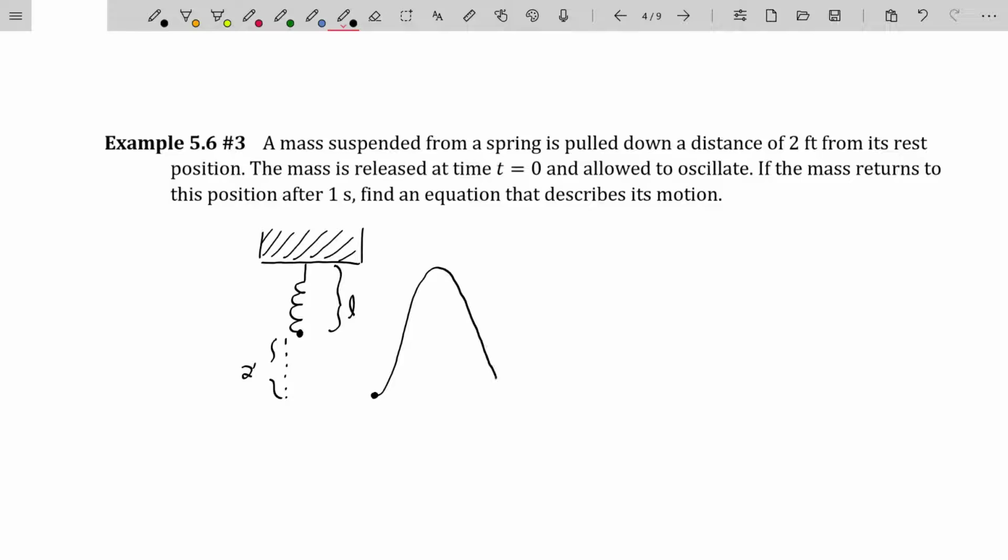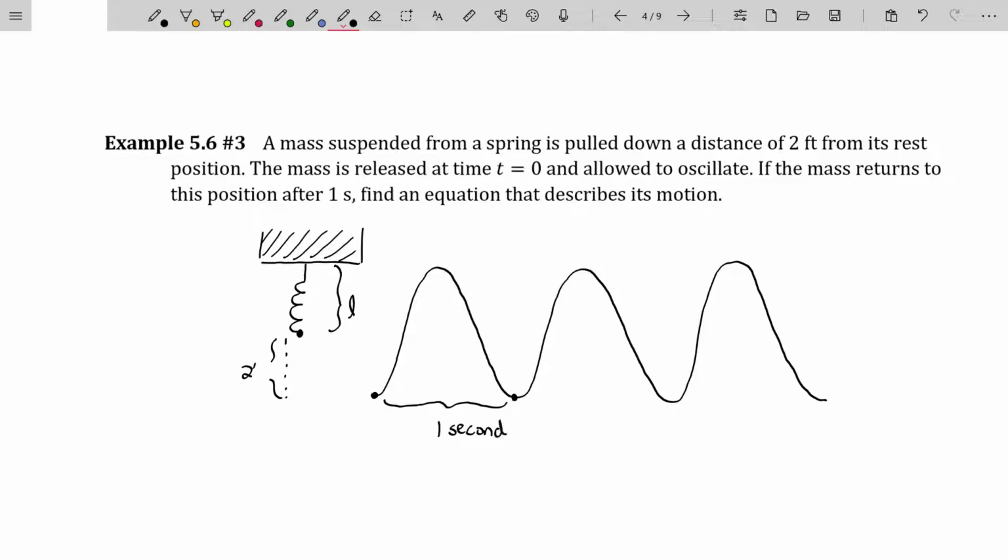What's going to happen, we know, is it's going to do this because it oscillates with simple harmonic motion. At least that's what we're told. Okay. And, well, actually, that's what we're going to assume. And we're told that it gets back to this downward position after 1 second. The reason why they tell us that is so that we can tell the period of this function. The period of the function, which is how long it takes to go through one cycle, is 1 second. That's why they tell us that. So the period here is equal to 1 second, technically, per cycle.